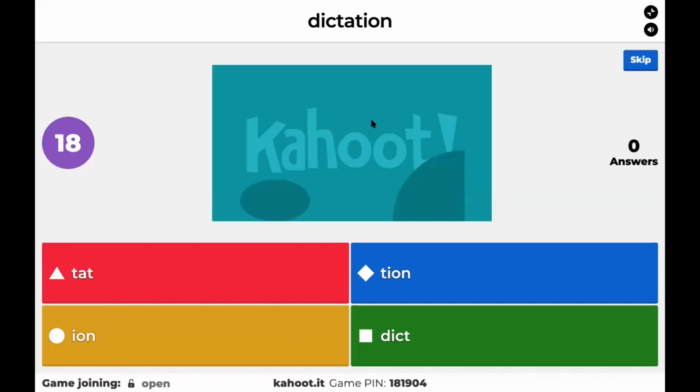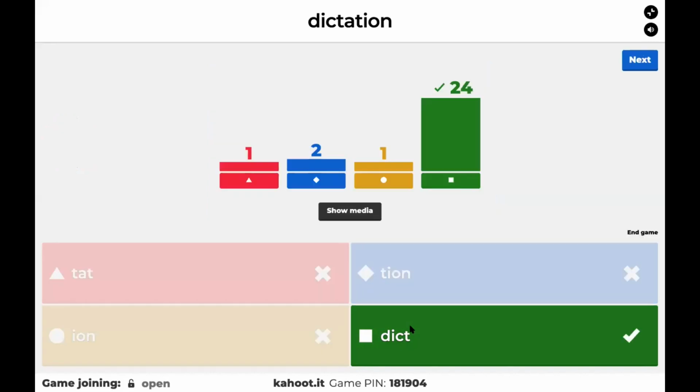Oh, got some lag. All right, dictation. Red is tat, blue is shin, yellow is ion, and green is dick. Nice.